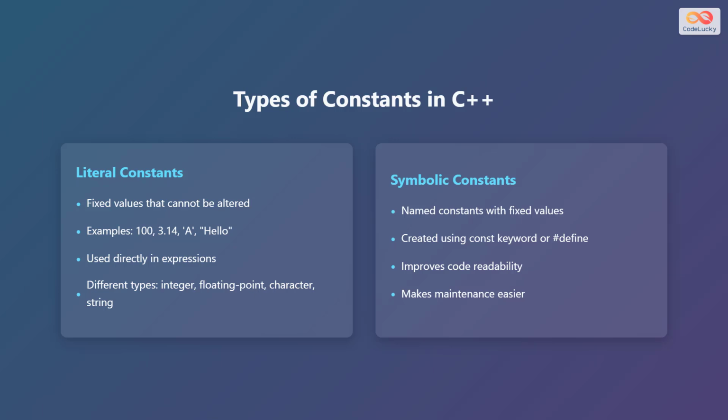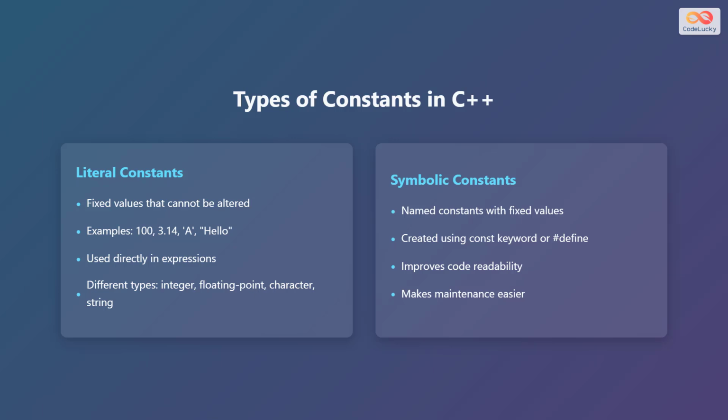C++ constants can be classified into two main categories: literal constants and symbolic constants. First, we will discuss literal constants. Literal constants are fixed values that cannot be altered during the program's execution. Examples of these include 100, 3.14, the character 'a', and the string "hello". These values are used directly in expressions and come in different types such as integer, floating point, character, and string.